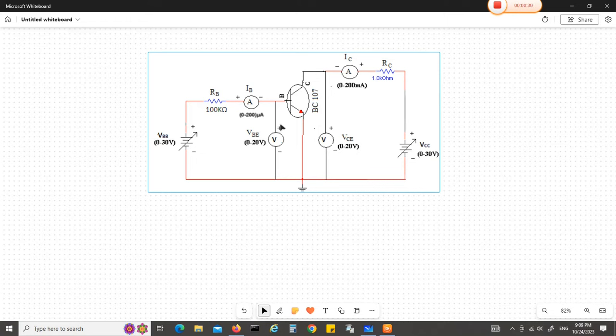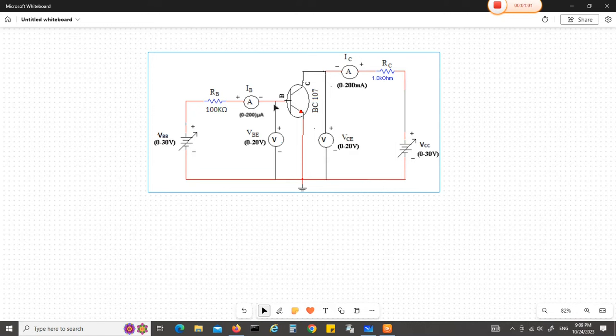Since it has two junctions, to operate it we need to bias the input side through VBB, and the output side through VCC. The emitter is made common to both the base and the collector. A 100 kilo ohm resistor is connected to the base, and a 1 kilo ohm resistor is connected to the collector.